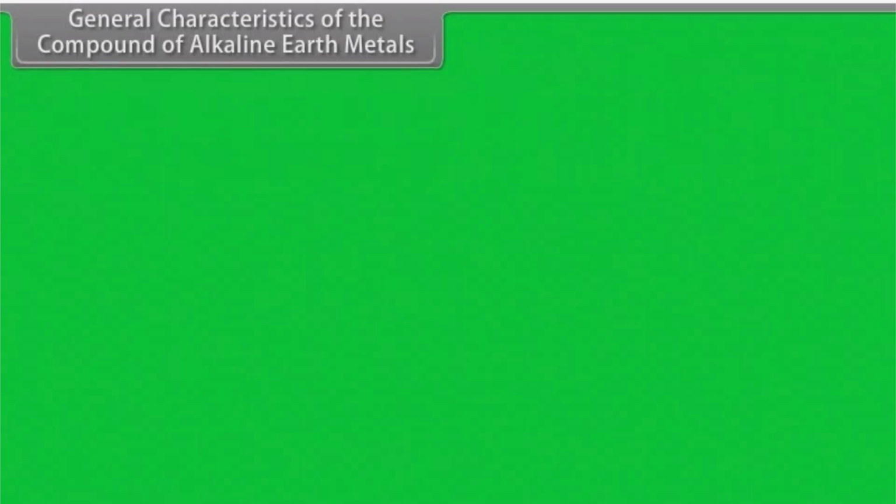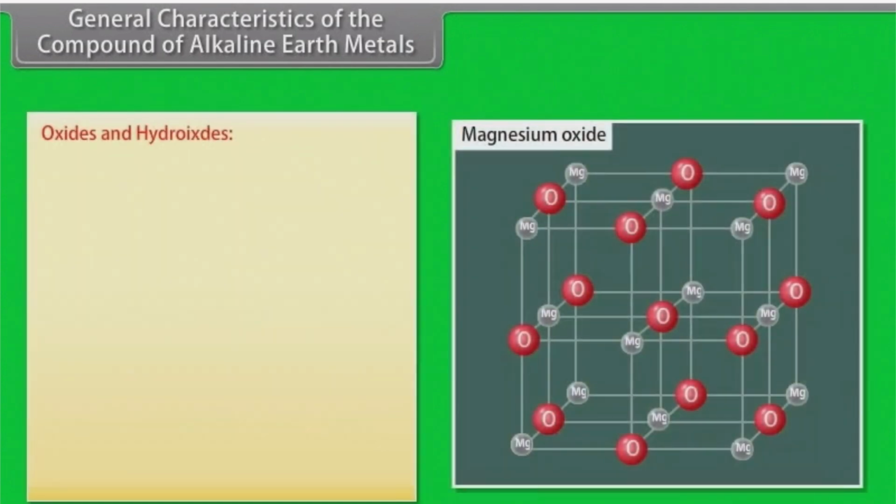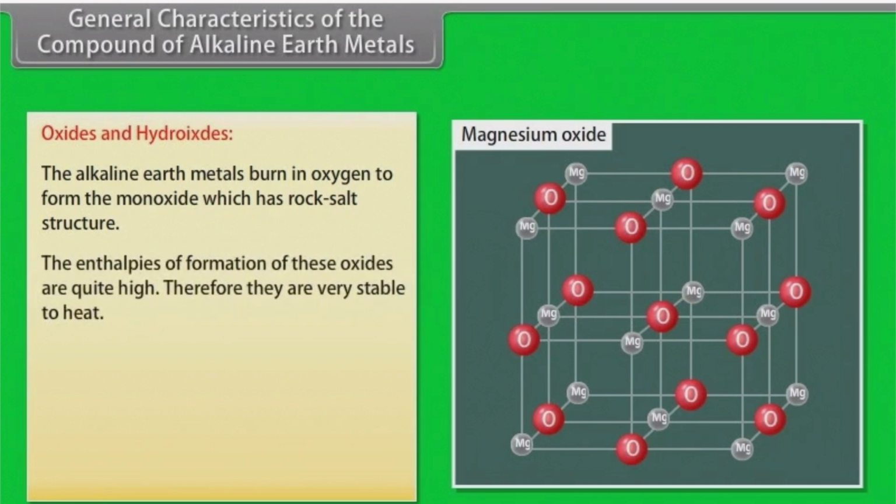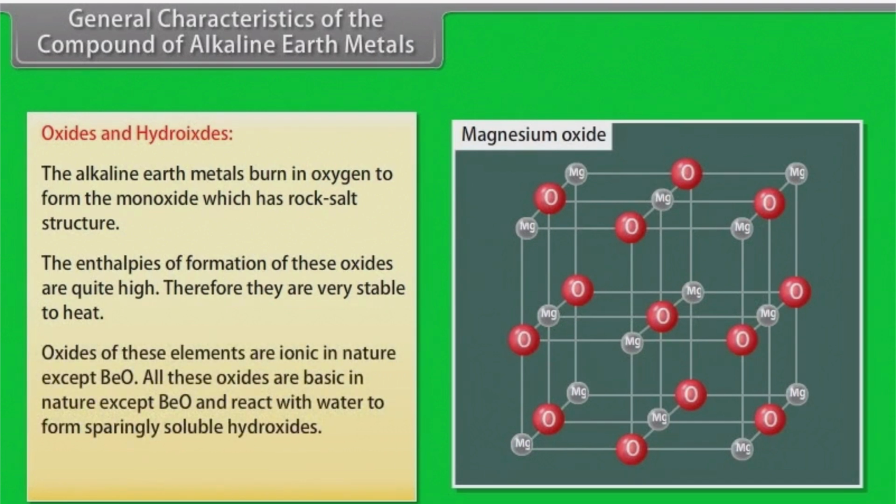General characteristics of the compounds of alkaline earth metals. Oxides and hydroxides. The alkaline earth metals burn in oxygen to form the monoxides, which have a rock salt structure. The enthalpies of formation of these oxides are quite high. Therefore, they are very stable to heat. Oxides of these elements are ionic in nature, except BeO.